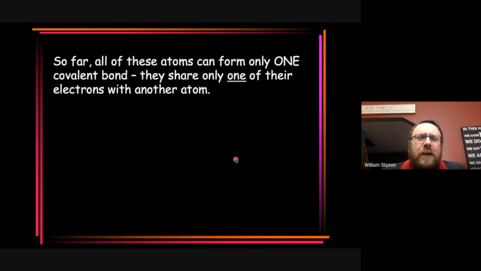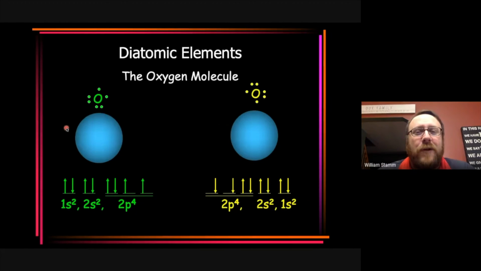So far, all these atoms can form only one covalent bond, that shared pair of 2 electrons, one from one atom, one from the other. And then when they come together, they have that shared pair we call a covalent bond. We've only had 1 so far. Well, some elements can actually form more than 1. So our one that forms more than 1 covalent bond is oxygen.